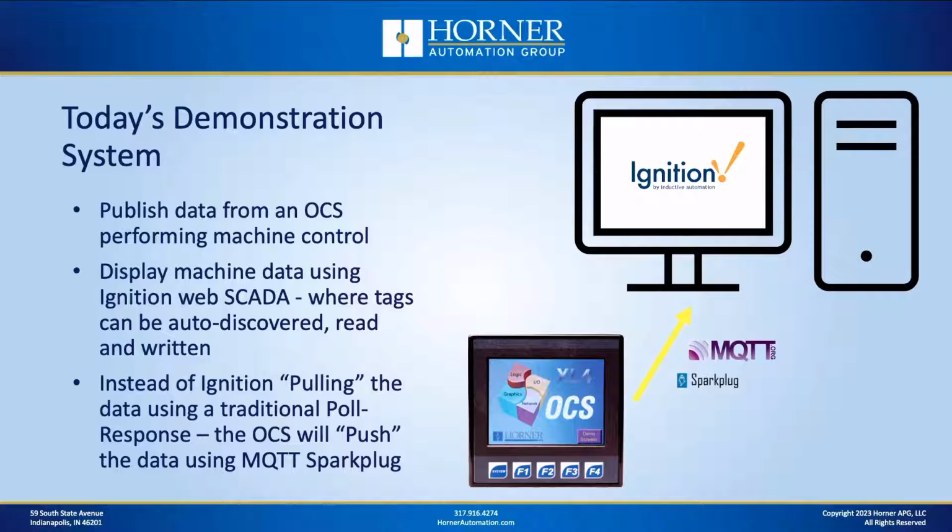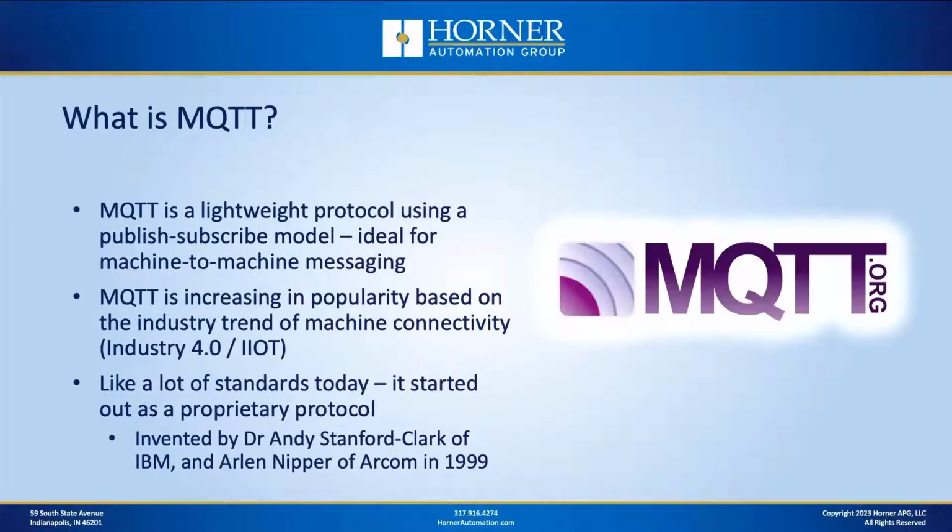We're not going to have to manually type in any of the variables or any of the tag names or any of those sorts of things. So we're going to be able to discover those tags automatically just by browsing, and we're going to be able to read and write data, again, just by browsing. Now, what makes it different, in addition to the auto-discovering of the tags, is that instead of Ignition pulling data from the OCS using one of the traditional pull response protocols like Modbus TCP, for instance, the OCS instead is going to be pushing the data using MQTT Sparkplug. So that's really what's different from a communication standpoint.